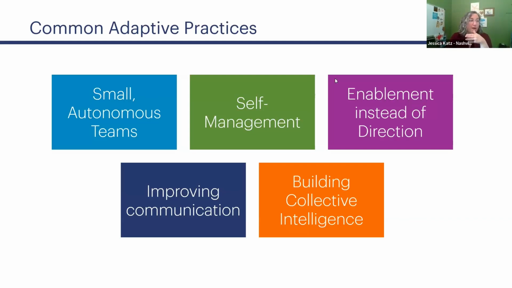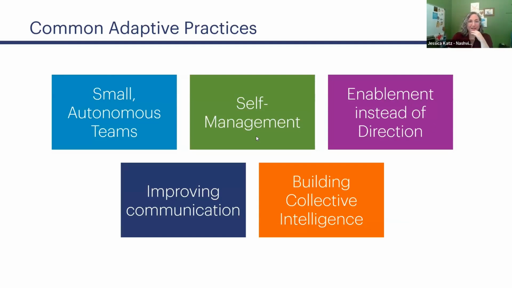So here are some common adaptive practices that can help with that. Small autonomous teams. If you've been in Agile for a long time, we've been singing that song for a very long time, but we want our teams to be relatively small because it reduces the amount of overhead. And we want them to be autonomous, able to make decisions to get their work over the finish line without having to go to a dependent group. If they do have a dependency, then we need to enable collaboration between those two spaces.